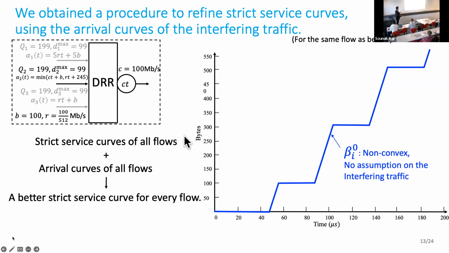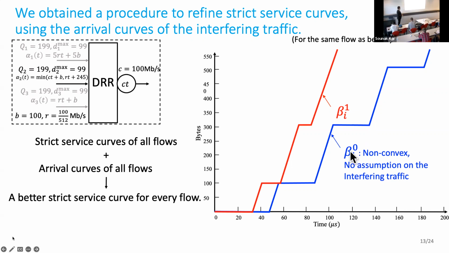Specifically, if I know a collection of strict service curves for all flows, as well as a collection of arrival curves for all flows, I have a mapping, a procedure that computes a better strict service curve for every flow. And how do we apply that? Well, I will start with our strict service curve that has no assumptions on the interfering traffic, the one that I just presented. I use the arrival curve information of all flows and apply our mapping once. By doing that, I will obtain a better strict service curve for every flow.